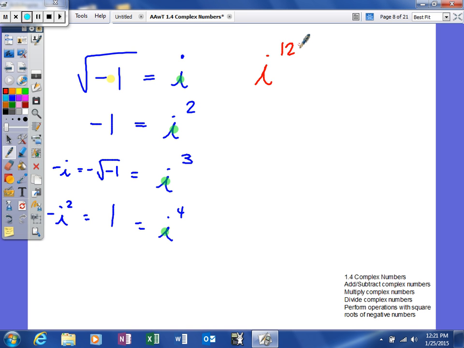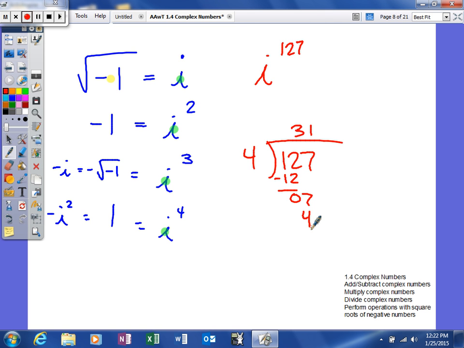If I want to figure out what i to the 127th power is equivalent to, what you have to do in a pattern like this is take how many things are in the pattern. So there's 1, 2, 3, 4. And we're going to take that exponent and divide it by 4. Well, 4 goes into 12 three times. 12, subtract, 0, bring down our 7 once.